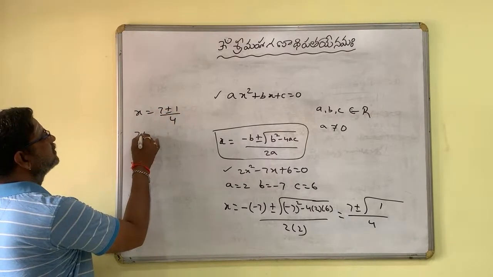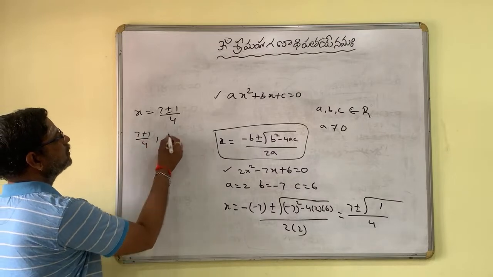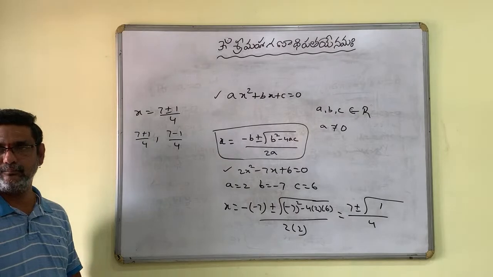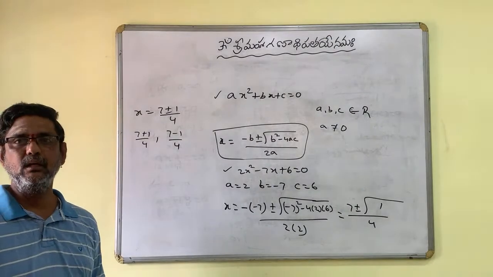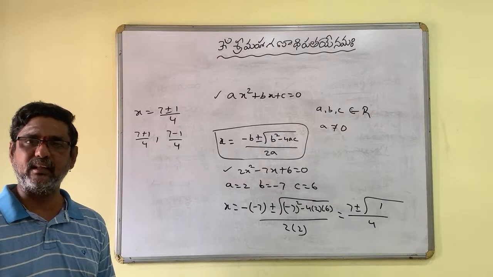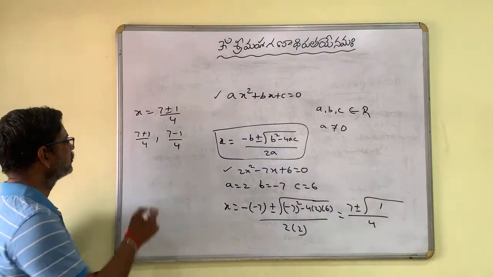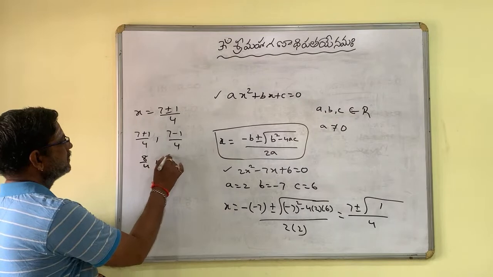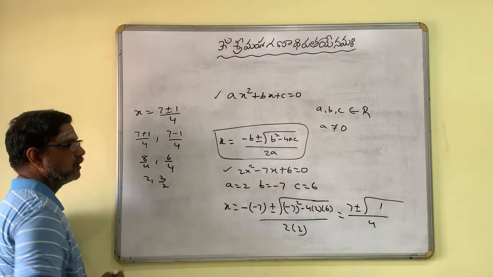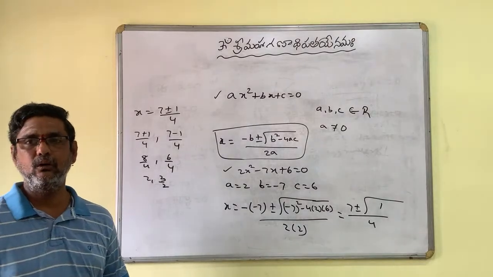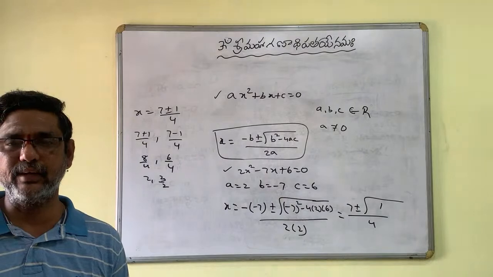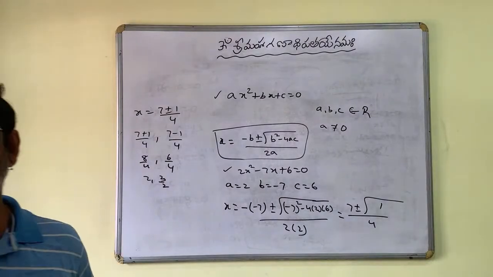That means 7 plus 1 by 4 is one root. 7 minus 1 by 4 is another root. So 8 by 4, 6 by 4, that is 2 comma 3 by 2 are the roots of the given quadratic equation. Okay, na?